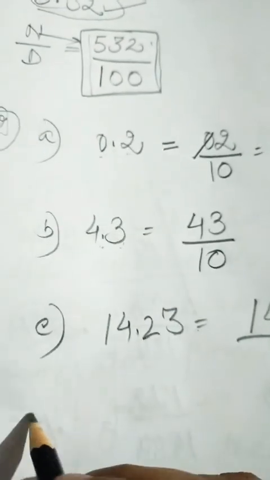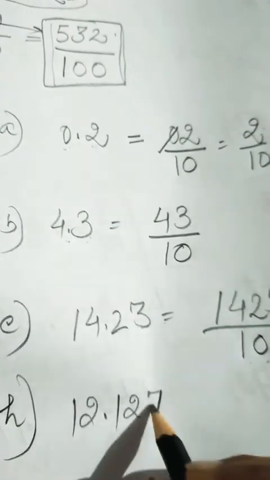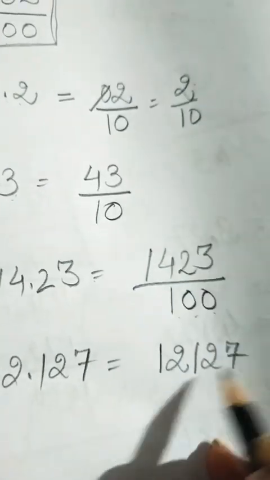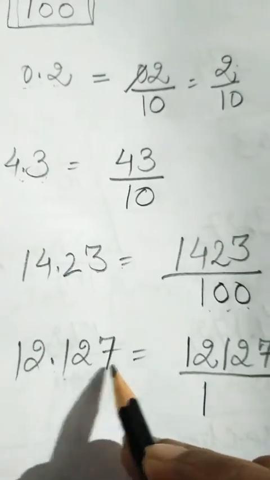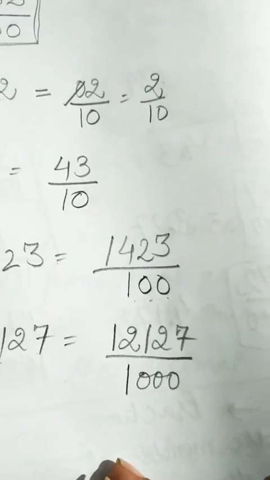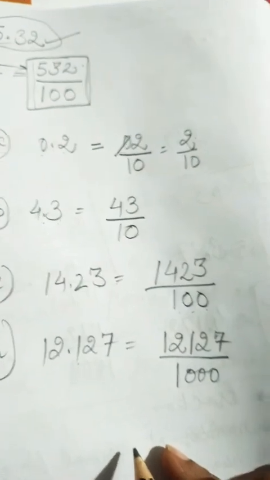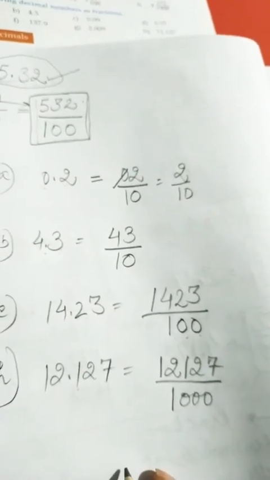Yes, now I am going to tell you the H part, that is 12.127. Yes, so the numerator will be 12,127 upon here 1, and after decimal 3 digits, 3 zeros. Like this. I hope you have understood the concept of this exercise, that is how to convert fractions to decimals and how to convert decimals to fractions.